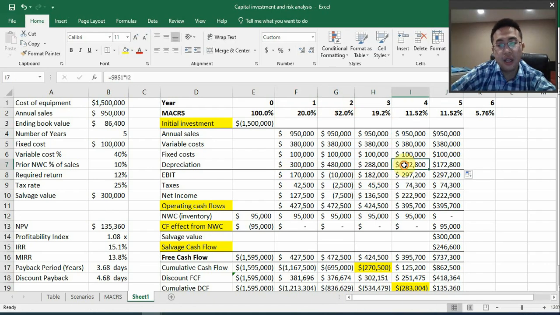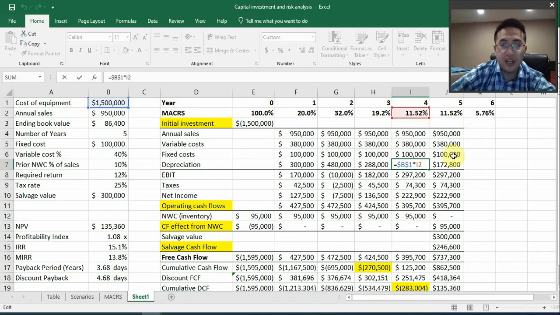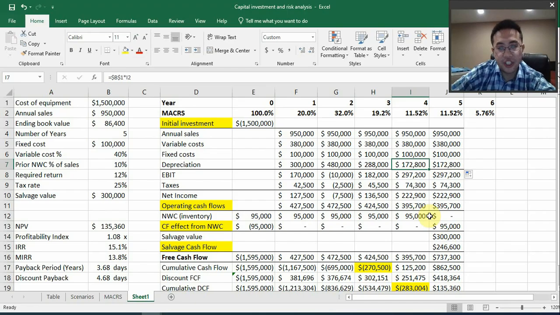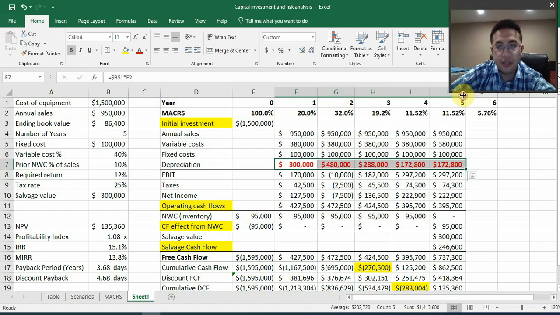You can see that for each of these depreciation values, you use the cost of equipment times a different percentage. It's the same cost of equipment there. Basically that's it. The only thing changed here is the depreciation you used once you change the depreciation method. Another thing changed here is operating cash flow. You're going to add the depreciation back to net income, so you're going to use it one more time.